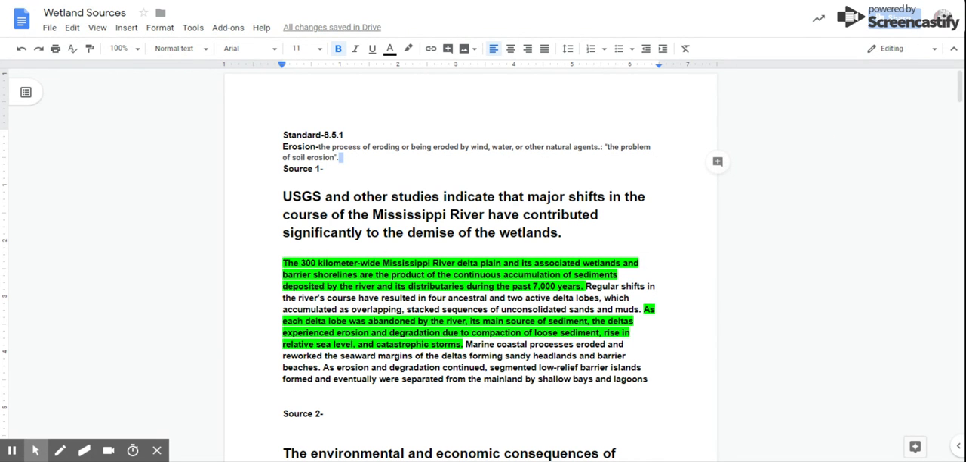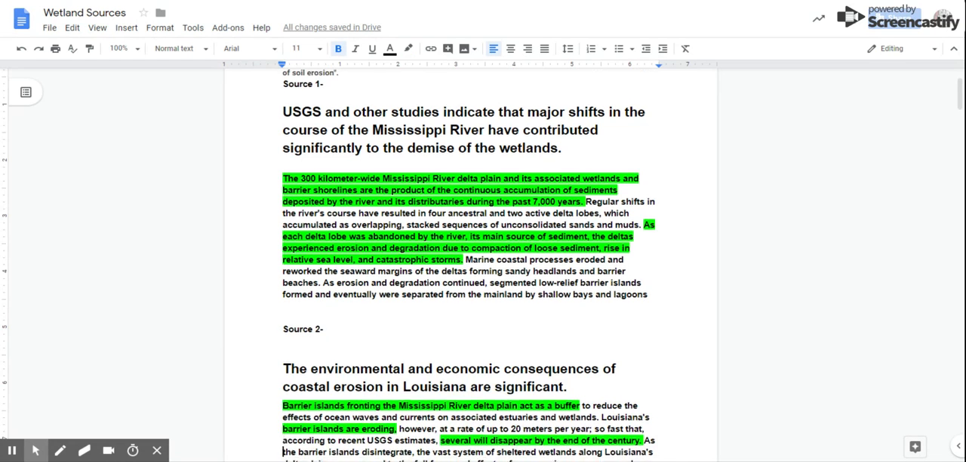One of the major causes, the first one, talks about how the delta has been constricted by levees. By being constricted by levees, it restricts the sediment that pours out of that delta into the Gulf to continuously build up those coastal wetlands. So much so that it says they experience erosion degradation due to compaction of loose sediment, rise in relative sea level, and catastrophic storms. All those things play an element in the erosion of our wetlands.